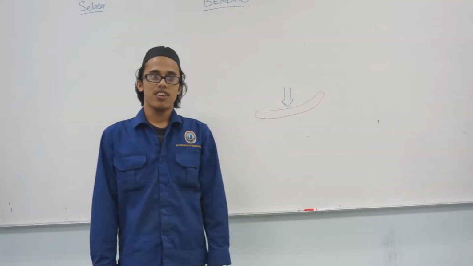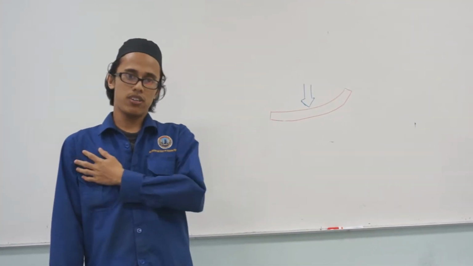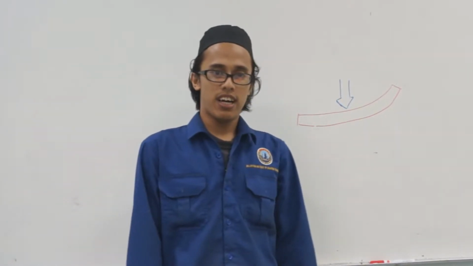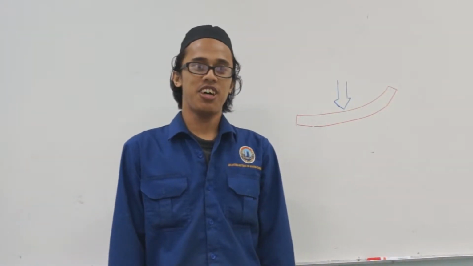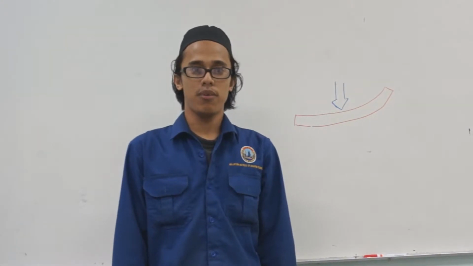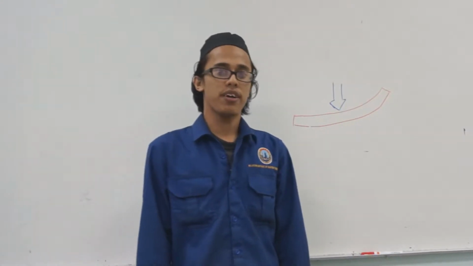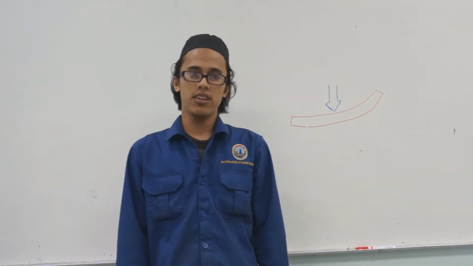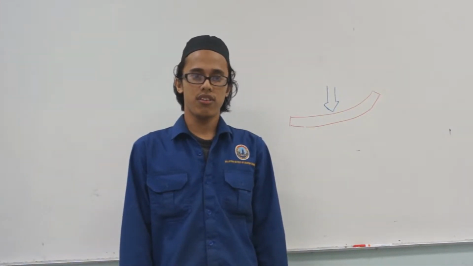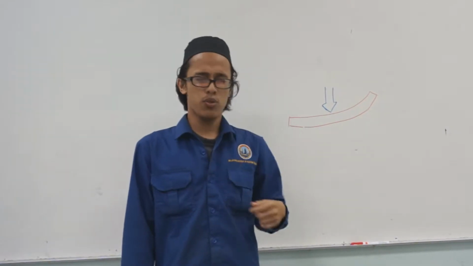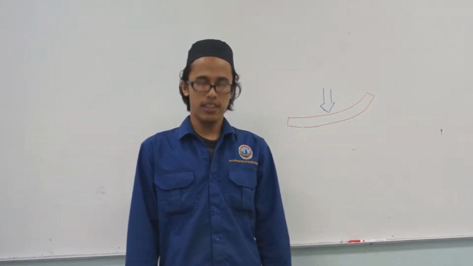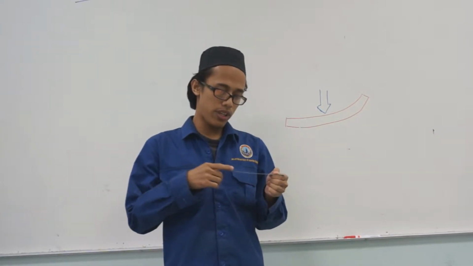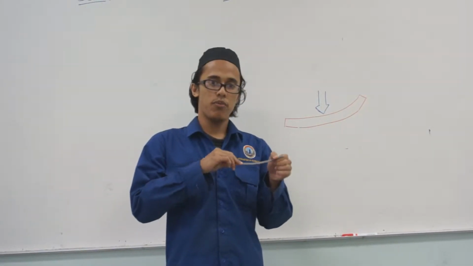Okay, right now I would like to give you a simple explanation about bending. Bending is a characteristic behavior of a slender structural object when subjected to an external load perpendicular to its longitudinal axis. Like this ruler, when we apply load perpendicular to its longitudinal axis, it will bend.